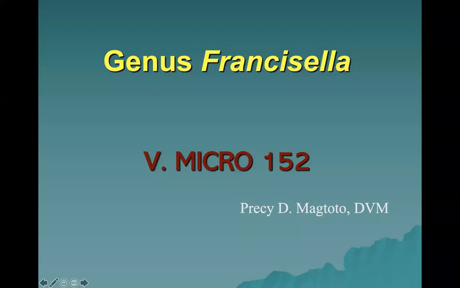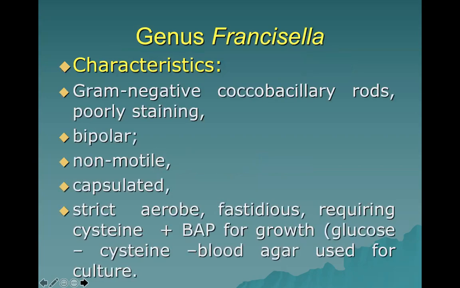Good day, everyone. So another genus that we will discuss for today is genus Francisella. So what are the characteristics of this genus? They are gram-negative cocobacillary rods, and they are poorly staining bacteria. They are bipolar, non-motile, capsulated. So most of the species have the capsule, which is known to be a virulence factor of the organism.